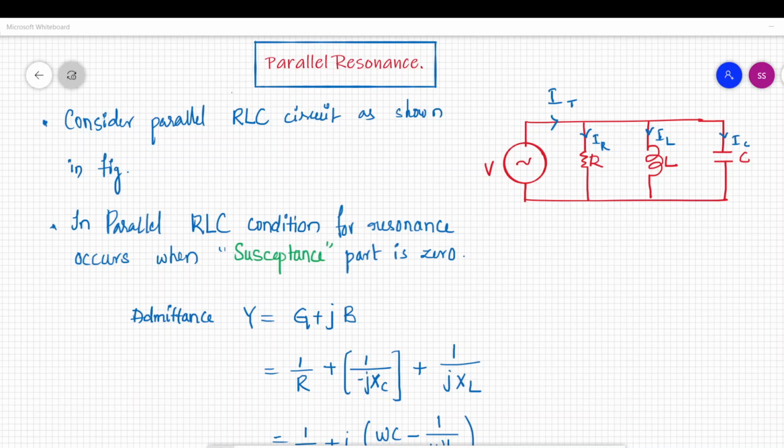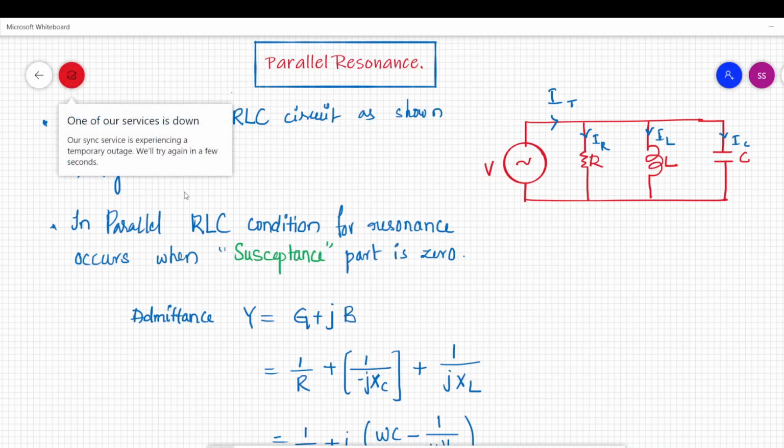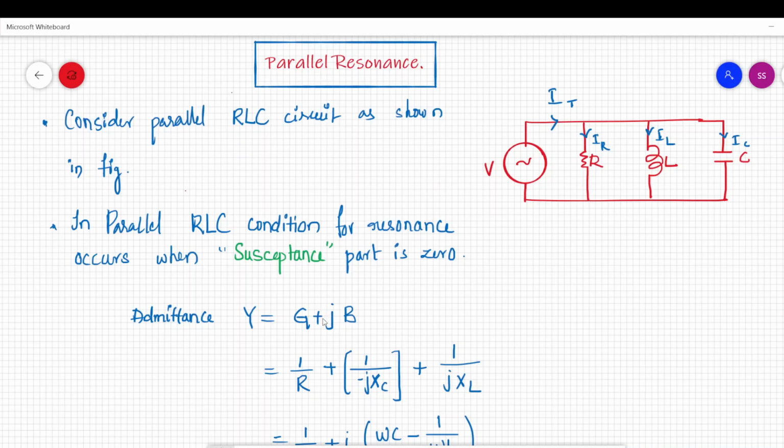Hello students, earlier we have discussed series resonance. Now we are going to discuss parallel resonance. Here R, L, C are connected in parallel across a voltage source, which is an AC supply. You can see the symbol.